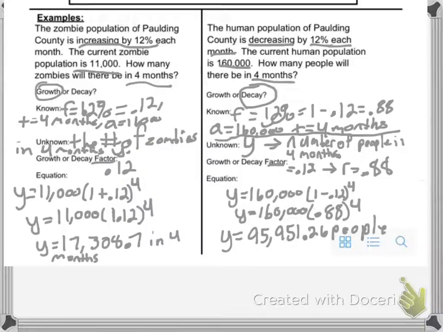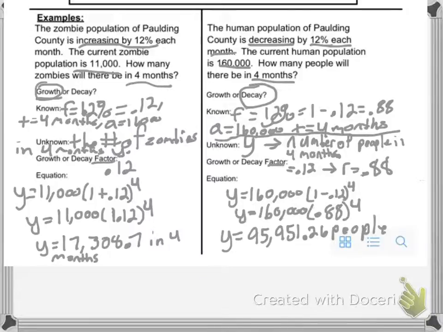Alright, the zombie population of Paulding County is increasing by 12% each month. The current zombie population is 11,000. How many zombies will there be in 4 months? So we know it's increasing by 12%, so that tells me that it is growth.